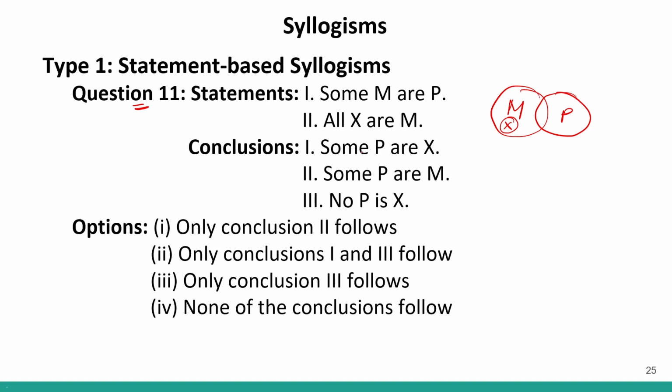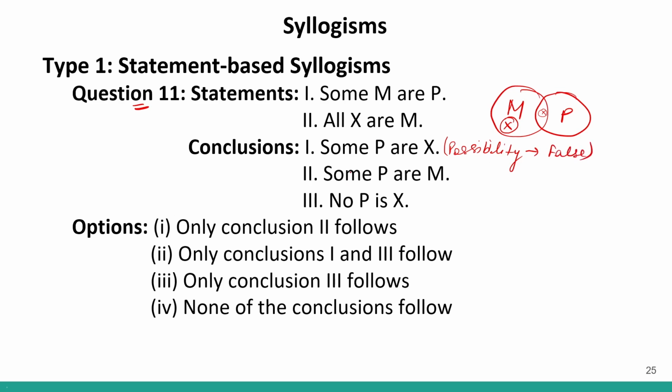Conclusion number 1 says some P are X. Again, this is a possibility. We can have X over here also. But this is a possibility. In the question it is not mentioned. Therefore, this will be false.